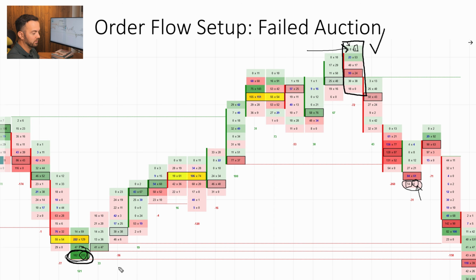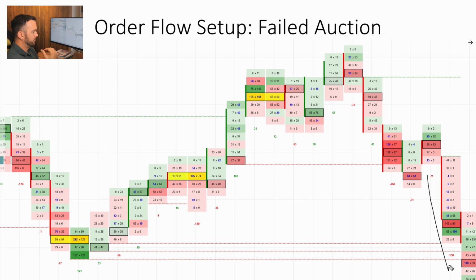The auction failed. And that's why my software draws a line here, and the market likes to test those failed auctions because there are imperfections. It shouldn't be like that. So the market likes to test them and create a successful auction, right?